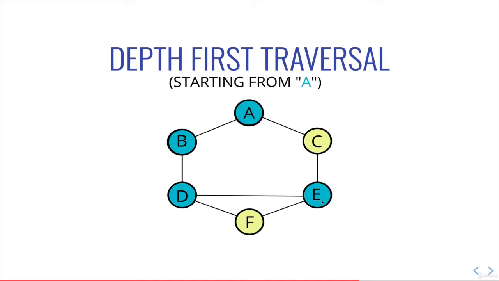Now we have two choices. There are three edges, but we know we've already been to D. So do we go to C or F? Well, if we're doing it alphabetically, we go to C. Now, from C, it's a dead end. We visited A, we visited E, so we go back to E. And now we have to finish E. We have F. And then we're done.